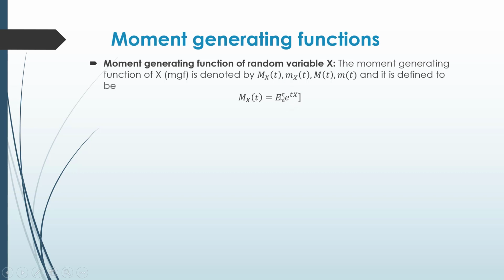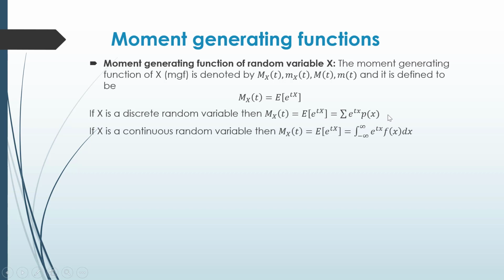It's basically the expected value of a function of x, and this is the exponential function of x. So if x is a discrete random variable, then the moment generating function M_X(t) is the expected value of e to the tx, so the summation of e to the tx p(x). And if x is a continuous random variable, then M_X(t) is the expected value of e to the tx, so that's the integral from negative infinity to infinity of e to the tx f(x) dx.